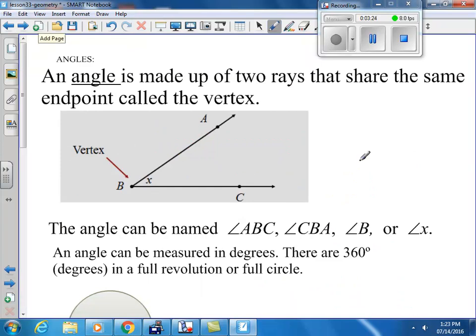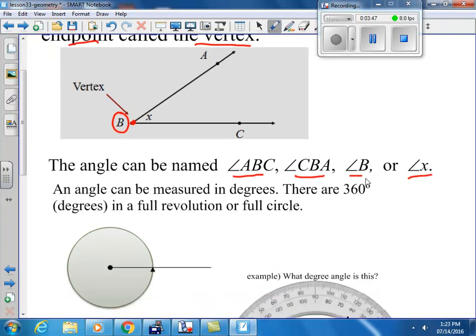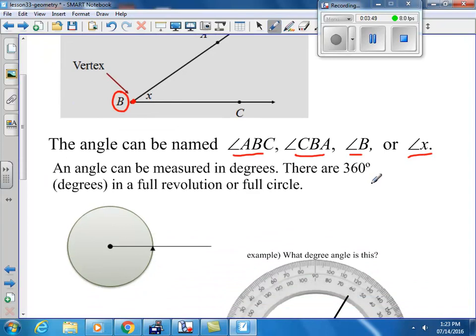All right, now an angle is made up of two rays that share the same endpoint called the vertex. So you see here the common point called the vertex. We can name this angle ABC, CBA, plain old angle B, or angle X. So there's different notations. An angle can be measured in degrees, and there are 360 degrees in a full circle.